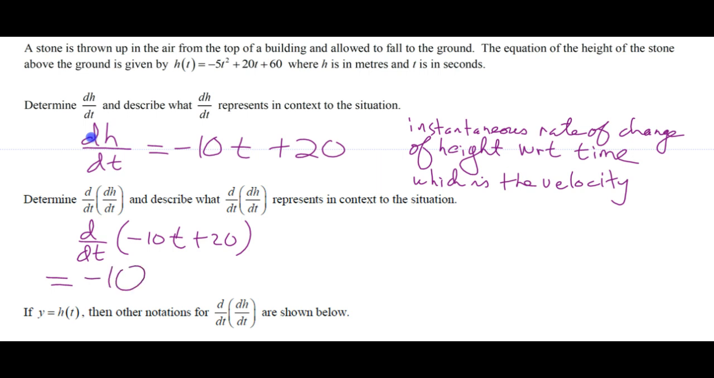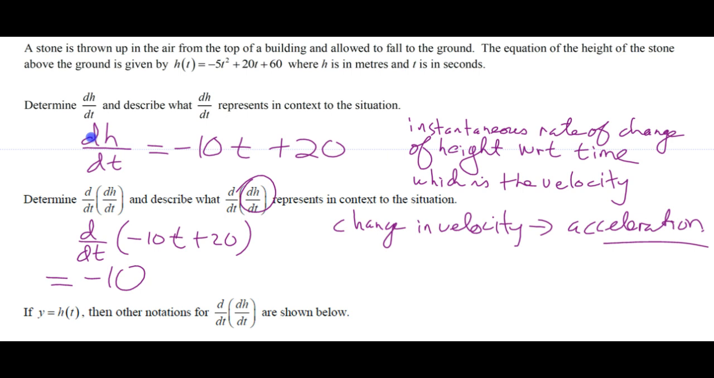And this is the rate of change of, well, what do we determine this quantity to be? So dh/dt is the velocity. This is the change in velocity, which is acceleration. Okay, so it's the change in velocity, which is the acceleration.